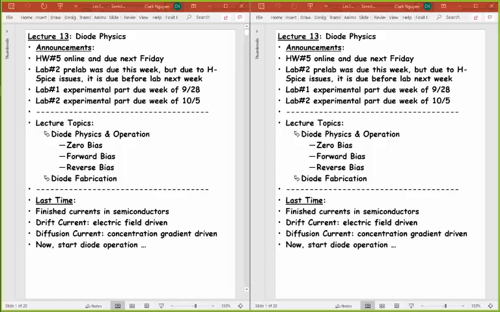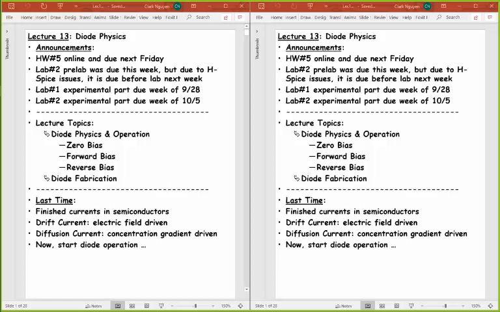As usual, homework number 5 is online. That's due next Friday. Lab number 2, the pre-lab was due this week, but due to HSPICE issues, like I was saying before, it's basically due before lab section next week. And next week also, your lab number 1 experimental part is due. And the lab number 2 experimental part is not due till the week of October 5th.